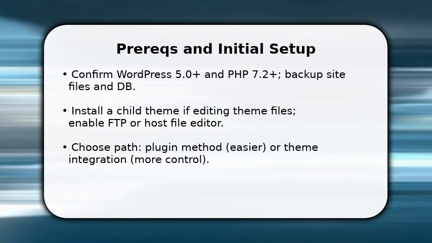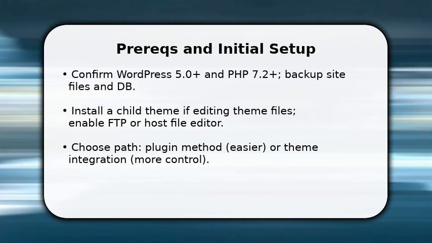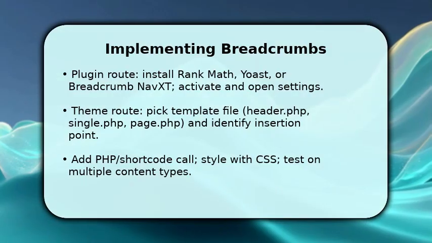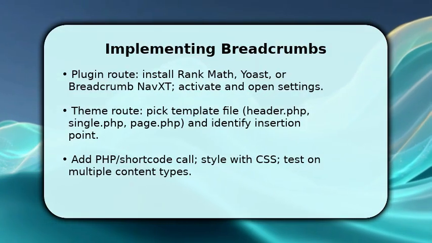Now install or locate the tool. Go to Plugins, Add New to install a Breadcrumbs plugin, or open your child theme's template files to prepare insertion points. If using a plugin, activate it and configure hierarchy, separator, and display conditions. Then enable breadcrumb output in the plugin settings.